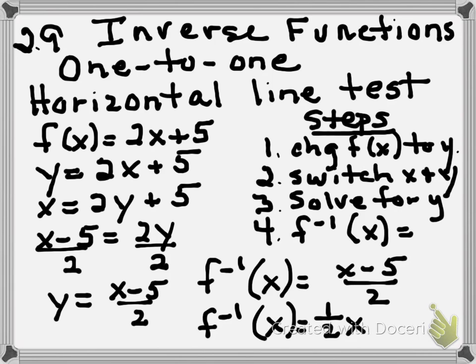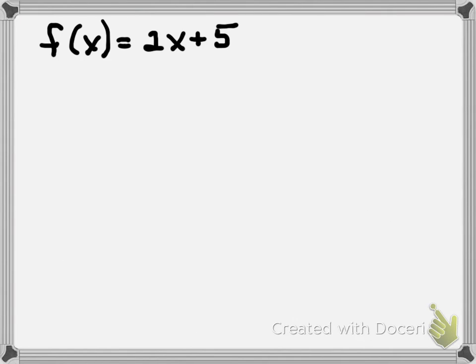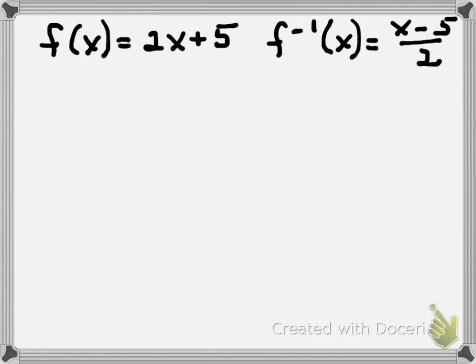Either way, it depends on what I want to do with it. If I want to graph it, then I probably want to put it in the slope-intercept form. But if I'm not going to graph it, I certainly could leave it in the inverse notation and just leave it as x minus 5 over 2. So f of x equals 2x plus 5, and the inverse of f of x is equal to x minus 5 over 2. Algebraically, this is the format I'm going to use, rather than the slope-intercept form. I will use that in a few minutes.